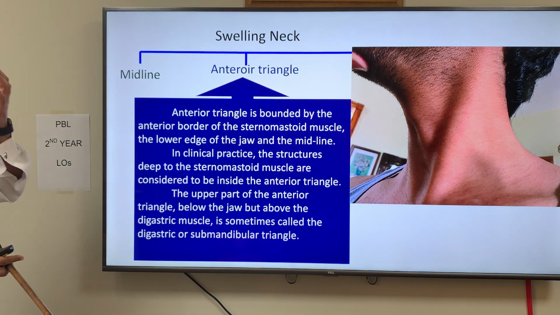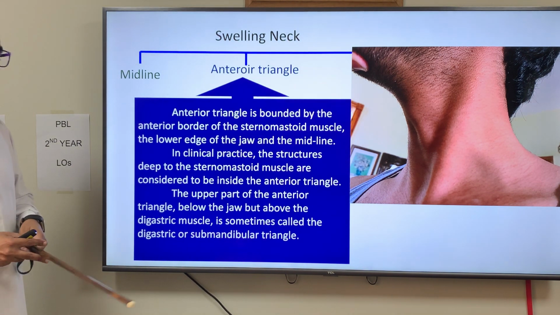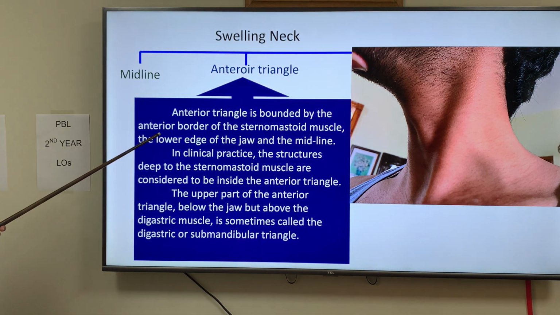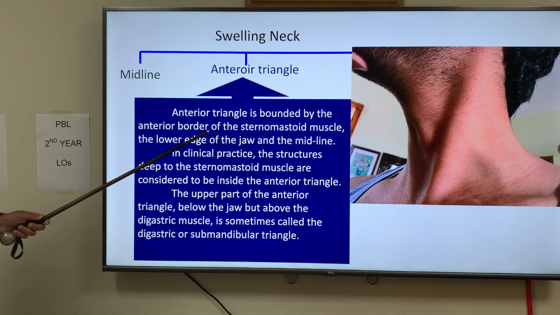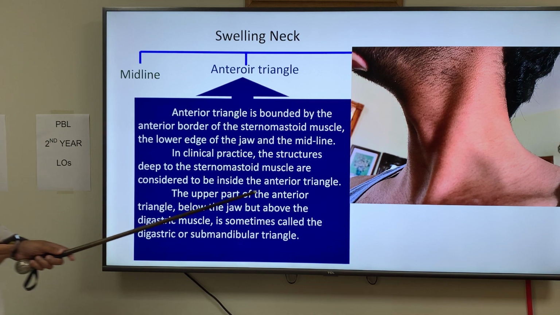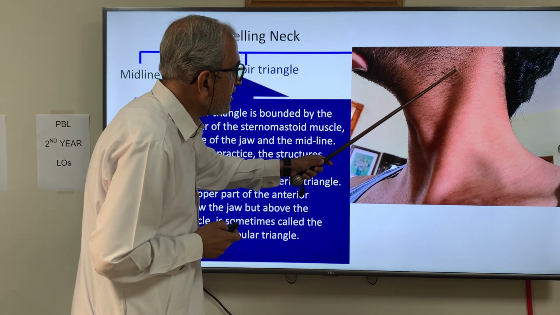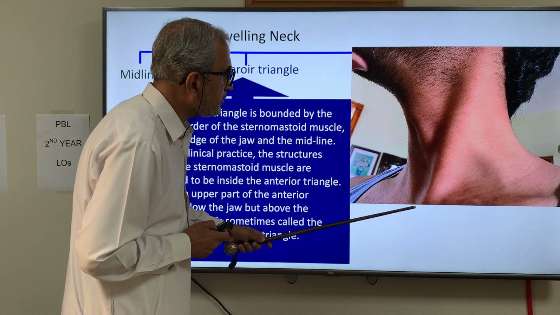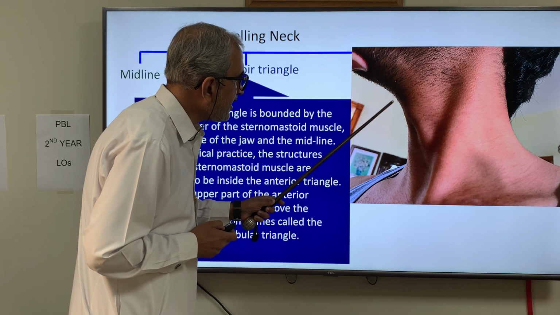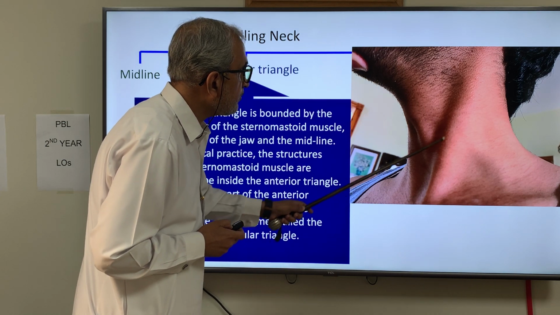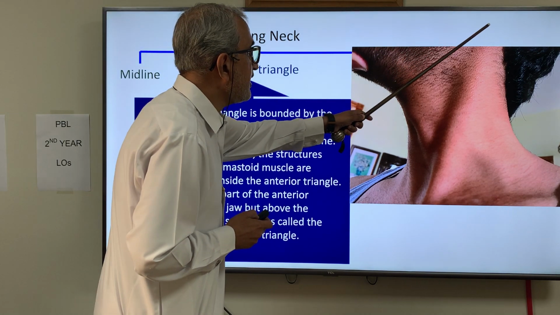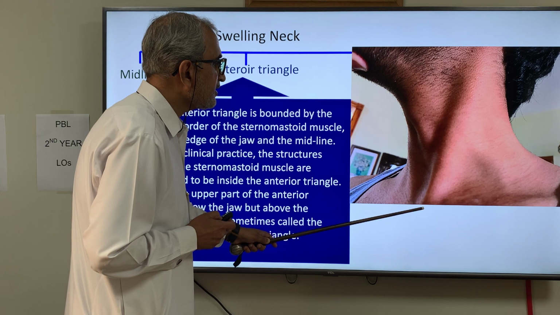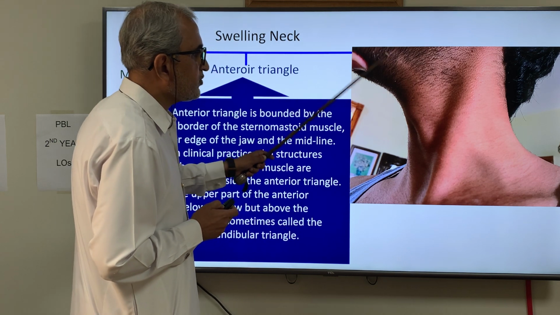It is important to know the boundaries of the anterior and posterior triangles. The anterior triangle is bounded by the anterior border of the sternocleidomastoid muscle, the lower edge of the jaw and the midline. If you see this photograph, this is the anterior border of the sternocleidomastoid. This is the midline. And this is the jaw. So this is the anterior triangle.